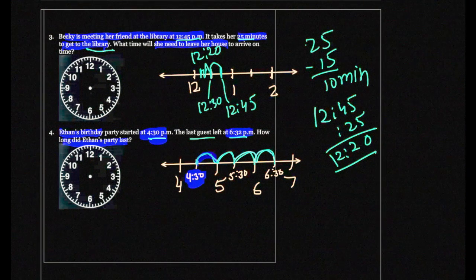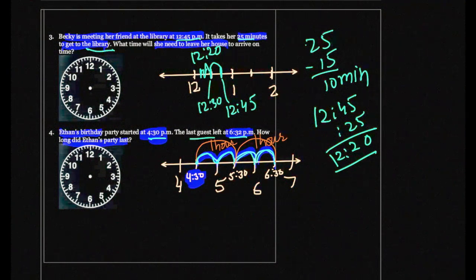After 30 minutes is 5 p.m. Another 30 minutes, 5:30 p.m. Another 30 minutes is 6 p.m. Another 30 minutes, 6:30 p.m. So if you think about this, let me take a different color. Going from here to here is 1 hour, because 30 minutes and 30 minutes is 1 hour. And then going from here to here is another 1 hour. So it's a total of 2 hours.